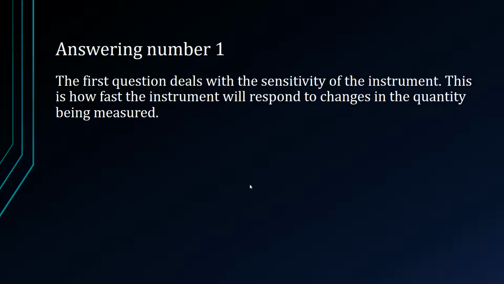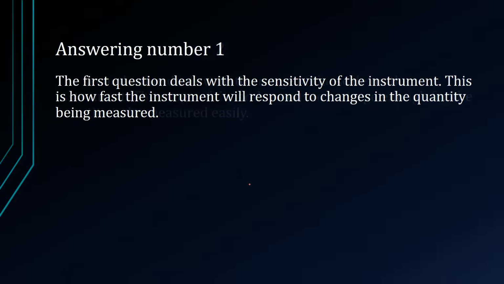Sensitivity is a matter of how quickly the instrument would actually respond to changes in the quantity that's being measured. If you have an experiment that requires you to take readings every minute, you may not need such a sensitive instrument, as compared to if you need to take readings every 10 seconds. The instrument needs to be very sensitive in that case so that it responds very quickly.